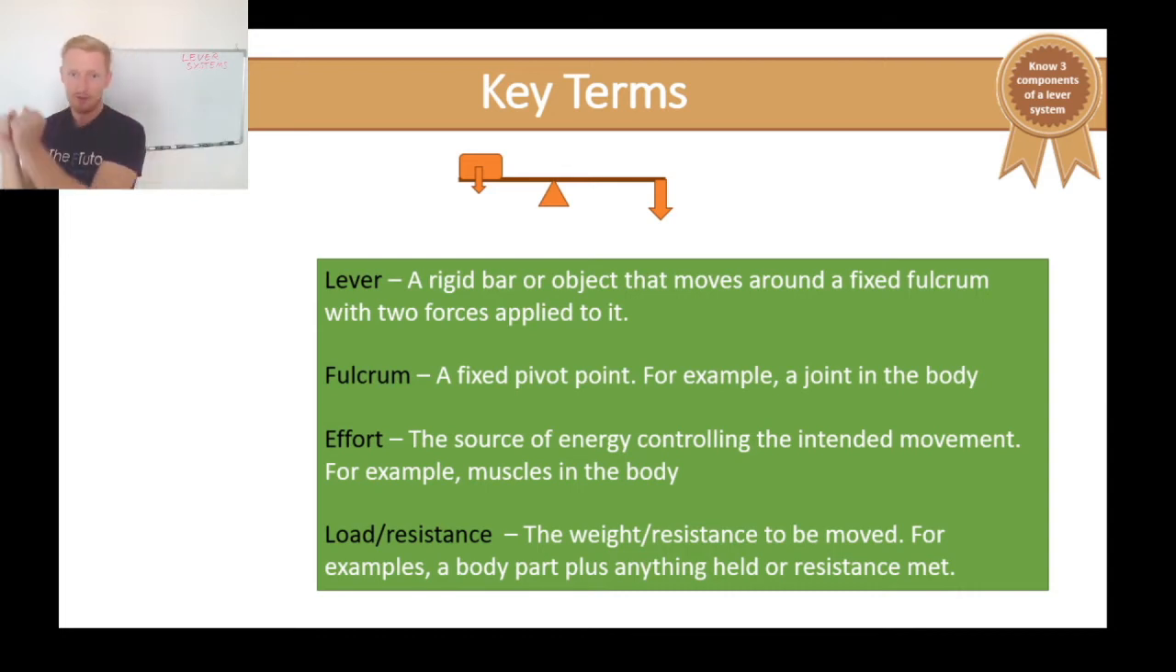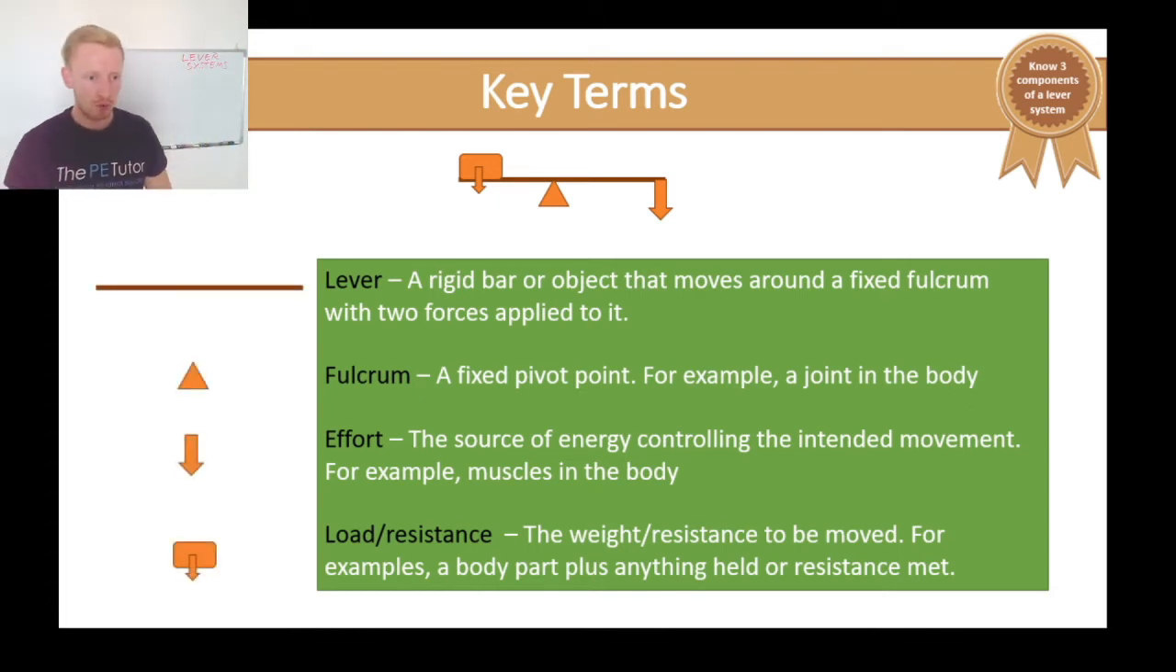We've got the effort that we pull down on, and with that fulcrum in the middle, we generate that seesaw catapult action. So a downward force at one end can transfer into an upward force at the other. So we've got the lever, the fulcrum, effort, and then the load or resistance.